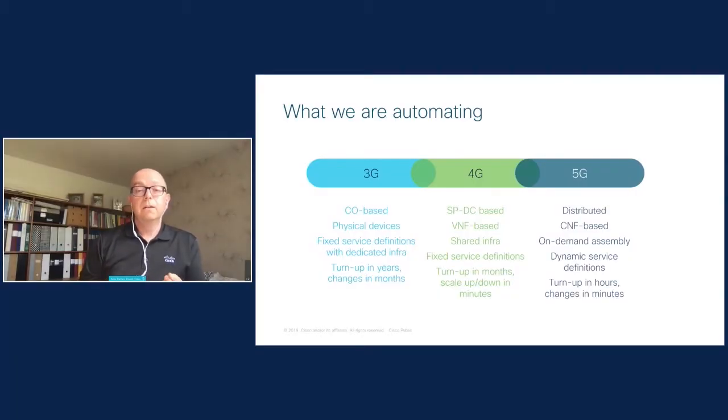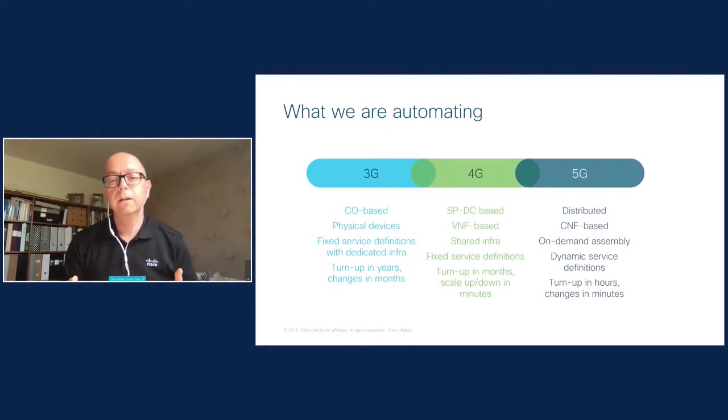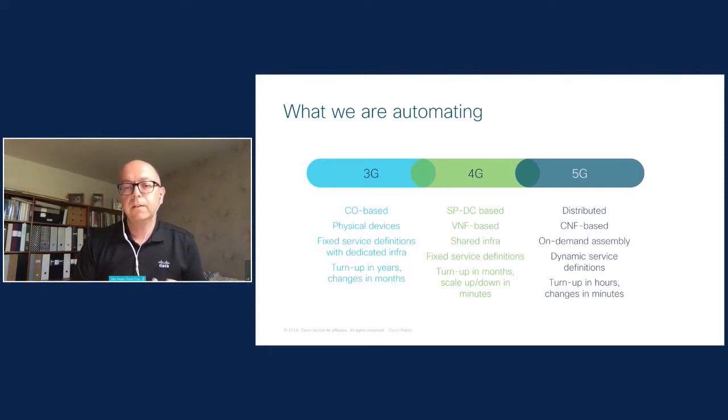That being said, I will actually start by talking a little bit about how the market has evolved and giving a historical view of what we have been automating. So I'll use the mobile world as an example. We start off with a 3G rollout. At that time, the networks were typically co-located, built upon physical devices using dedicated infrastructure. Also, the service definitions were pretty static, with turn-up times in years, and changes took at least months.